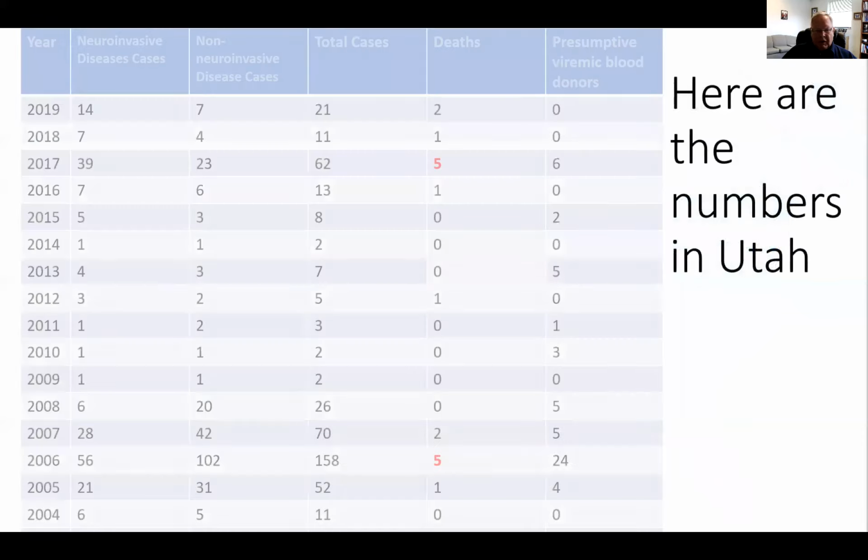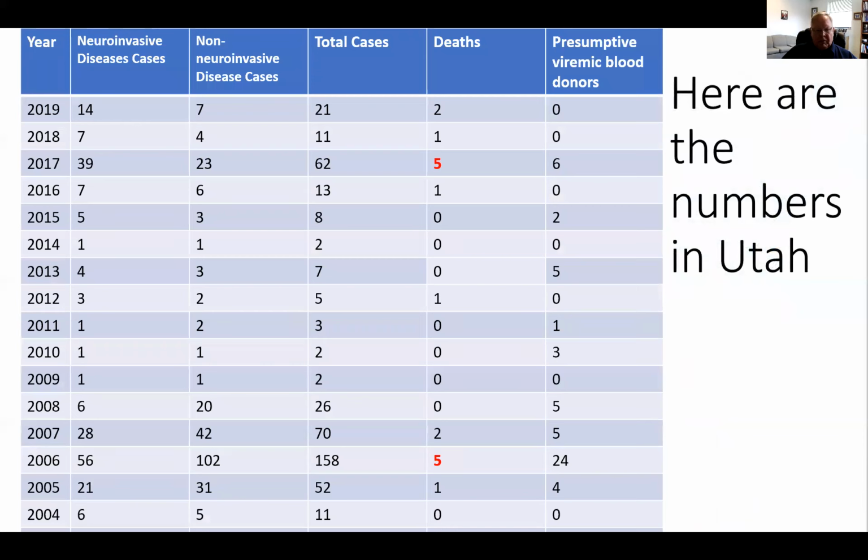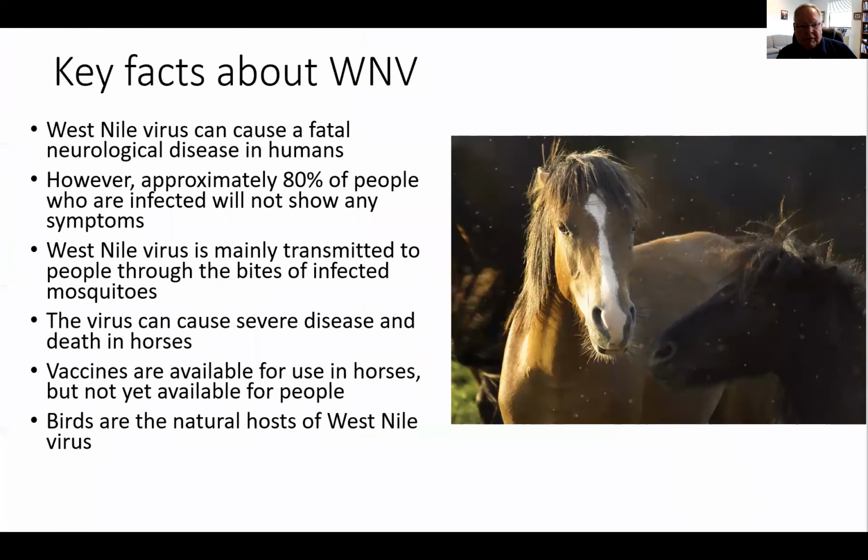Here are the numbers in Utah, including last year, 2019. Some things I want you to notice: in 2006, we had 5 deaths. In 2017, we had 5 deaths. We had a lot more cases in 2006 than we had in 2017, but the same number of deaths. Notice that last year and the year before, we had 2 and 1 deaths associated with it. These are human deaths.